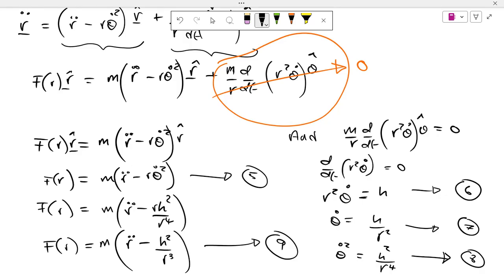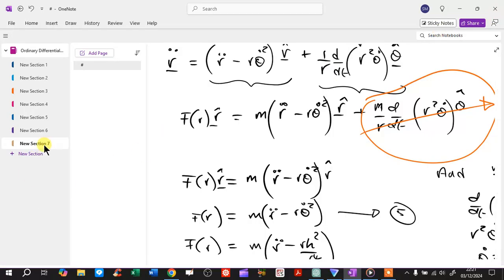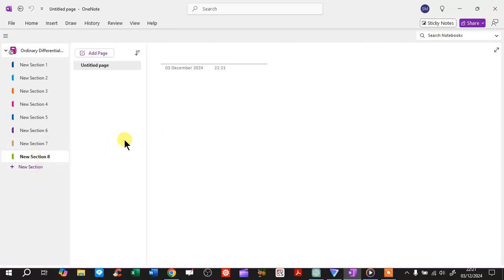So we're sort of getting towards where we want to be now, because what this says is that the radial force is equal to the mass times the radial acceleration component, which is this in equation 9. Now, let's go on to a new section, section 8.